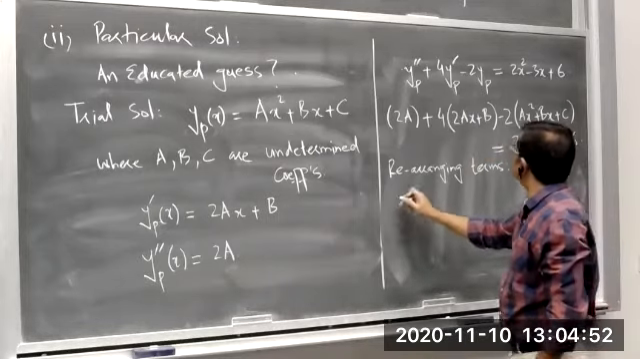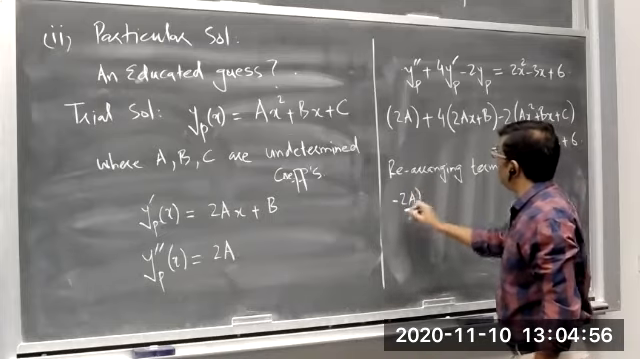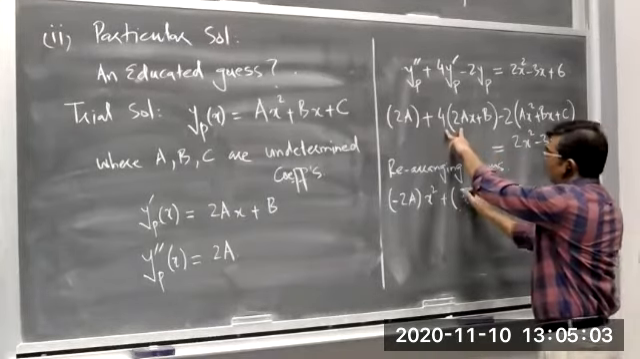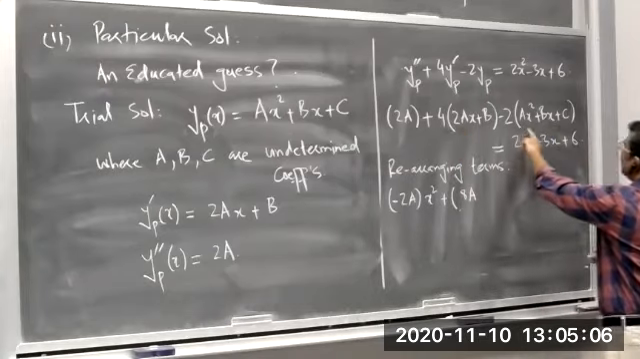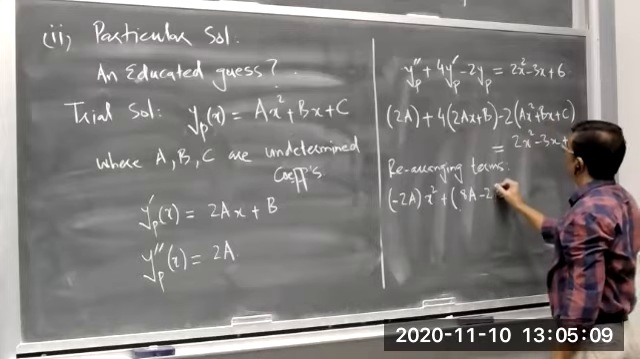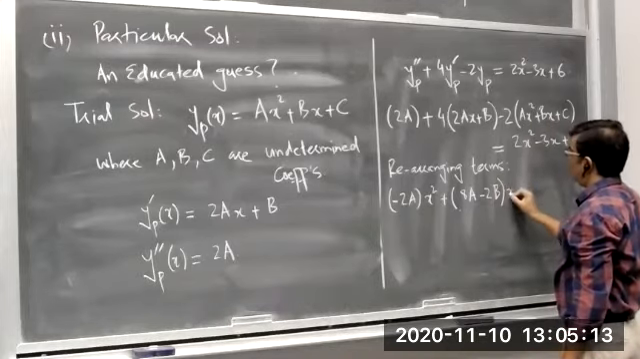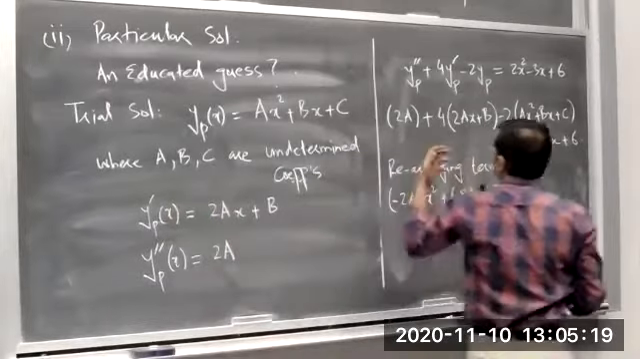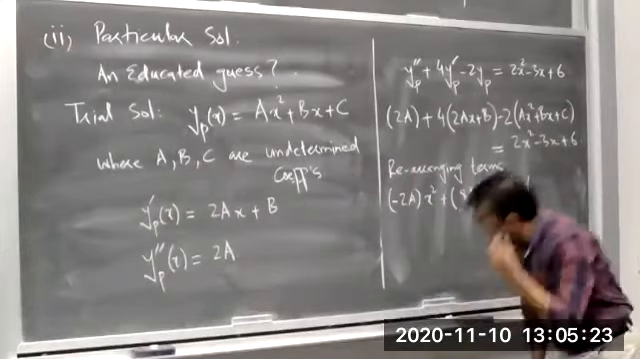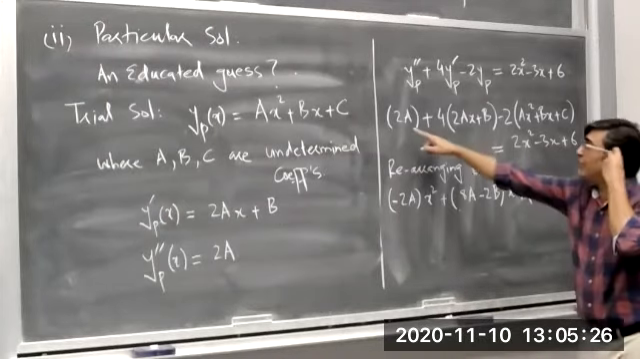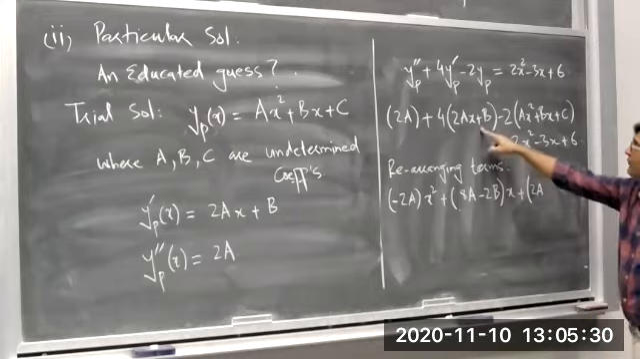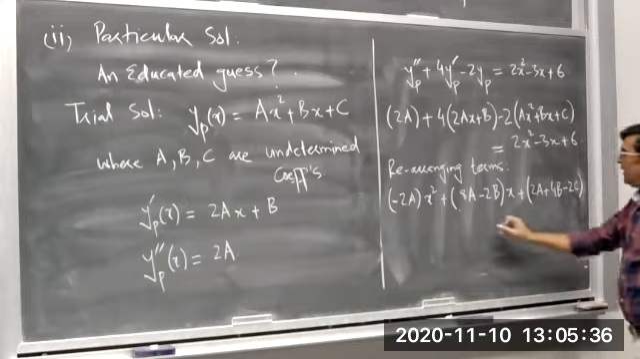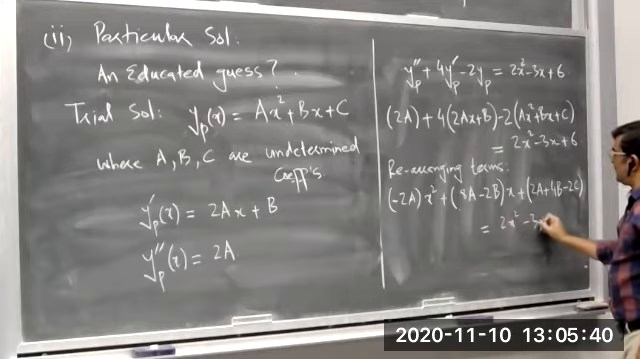So the coefficient of x squared here will be -2a. Why? Because of the x squared coefficient, plus the coefficient of x here is 8a, and then the coefficient of x here is -2b. Okay, and then plus constant terms: one is 2a, here we have another constant term 4b, here we have another constant term -2c, equal to 2x squared minus 3x plus 6.